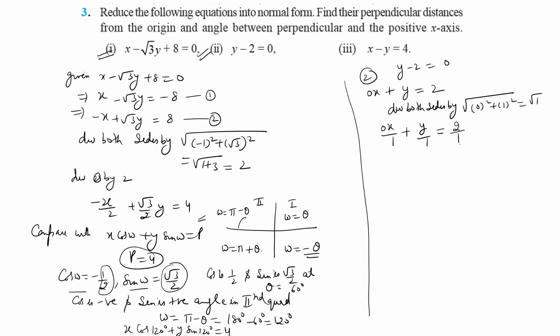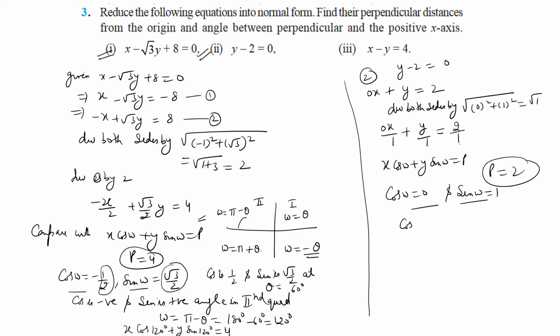Compare it with x cos omega plus y sin omega is equal to p. So p here is clearly positive. Cos omega is 0 and sine omega is 1. Now dear students, both cos and sine are positive, which means it is the case of the first quadrant. And in the first quadrant, the angle at which cos is 0 and sine is 1 is 90 degrees. So the normal form is x cos 90 plus y sin 90 is equal to 2, as p here is 2. This is the required normal form.